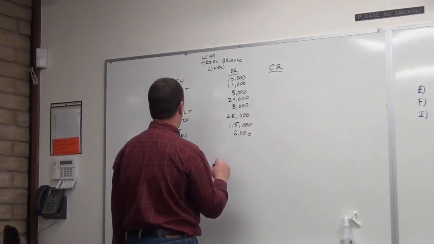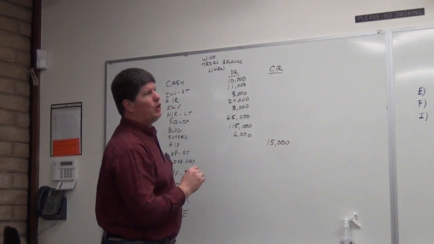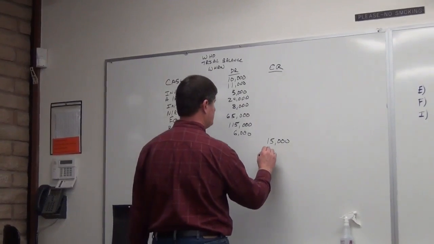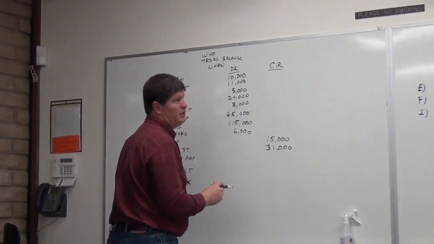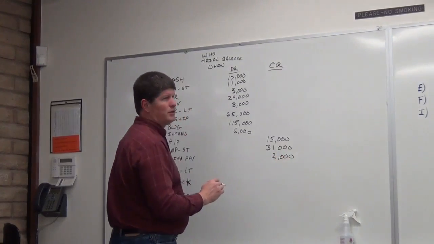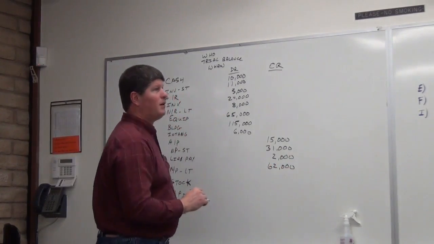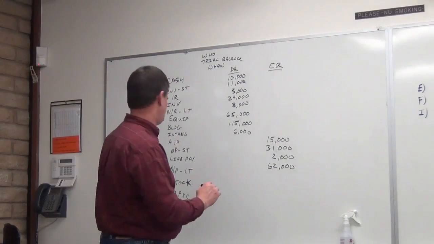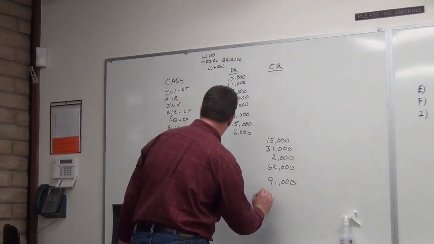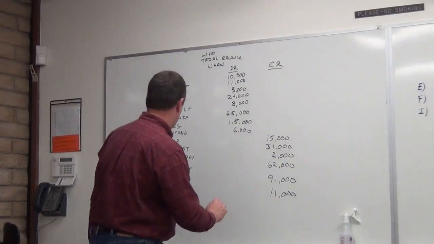Accounts payable is $15,000 credit. So I move to the other column. Note payable short term is $31,000. Liabilities payable is $2,000 credit. Note payable long term is $62,000. Capital stock is, or common stock is $91,000 credit. Additional paid in capital is $11,000. And retained earnings is $30,000.